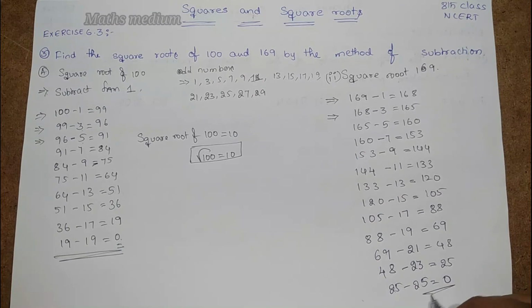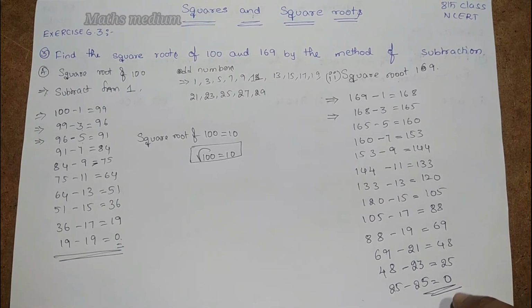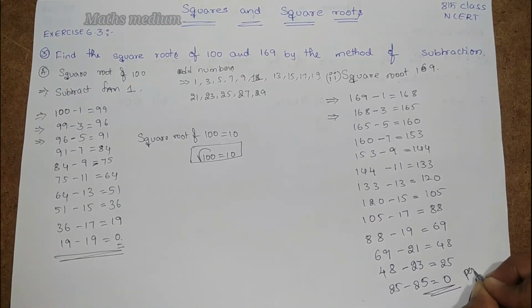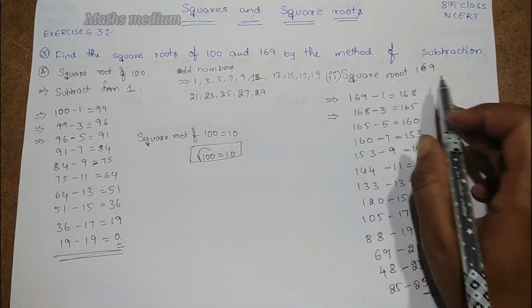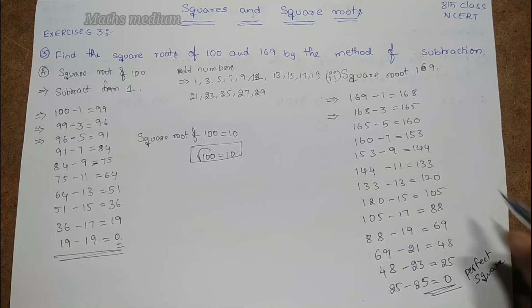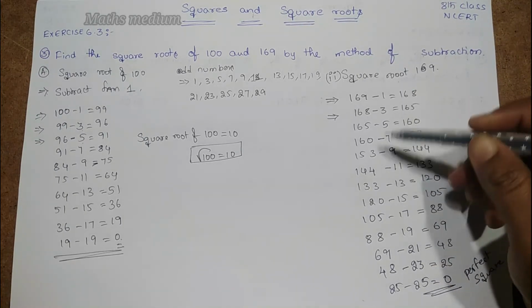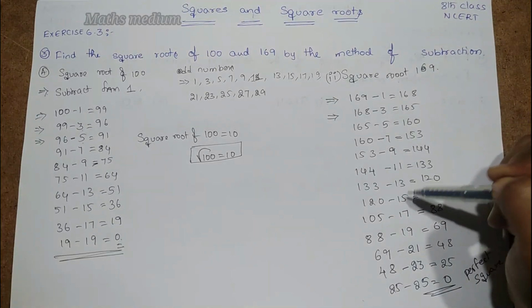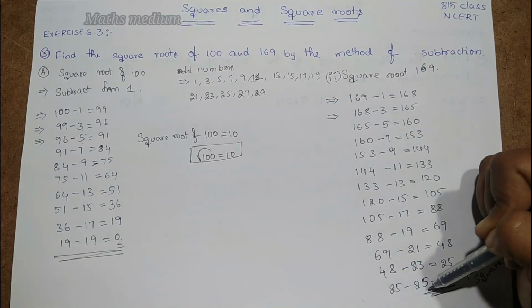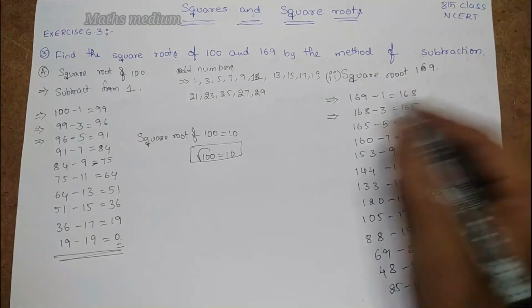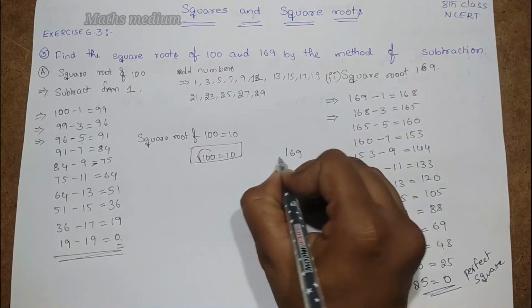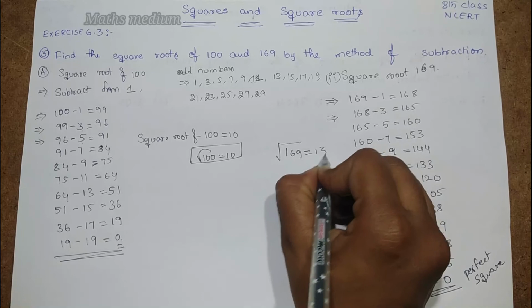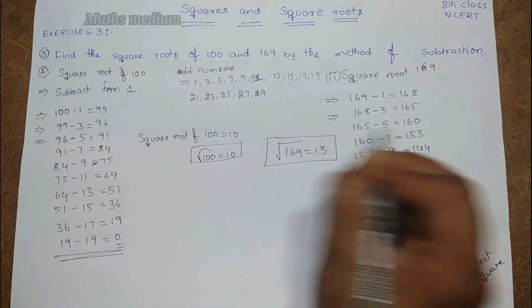So here it is 0. The process ends with 0. So it is a perfect square. Now the square root of 169 is to be found, that is, how many repeated subtractions we have done using the odd numbers. 1, 2, 3, 4, 5, 6, 7, 8, 9, 10, 11, 12 and 13. 13 numbers. So the square root of 169 is equal to 13. That is the answer for this question.